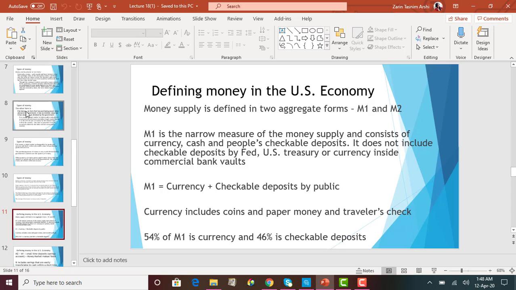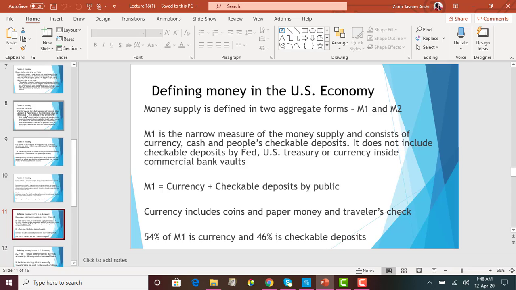Again, checking account deposits. You can take out money anytime from checking accounts. Then traveler's checks. Then coins, or cash. These are all considered under M1. However, certain things are not included under M1: checkable deposits held by the Federal Reserve, the U.S. Treasury, or the money that the banks keep in their vaults. These are not included in M1, so we have to remember this.